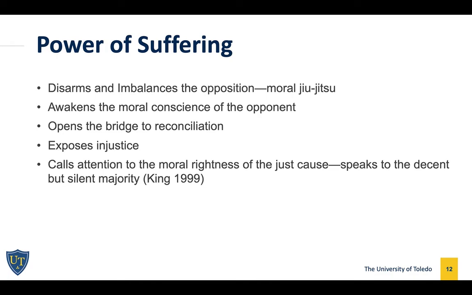Suffering also calls attention to the moral rightness of the cause of the nonviolent resistor, and it speaks to the decent but silent majority. When the decent majority sees the nonviolent resistor as suffering at the hands of the oppressor, then the sympathy shifts from the oppressor to the nonviolent resistor among the majority, the silent majority, thereby shifting again the balance of power in favor of the nonviolent resistor, in the sense that the majority now becomes an ally of the resistor.